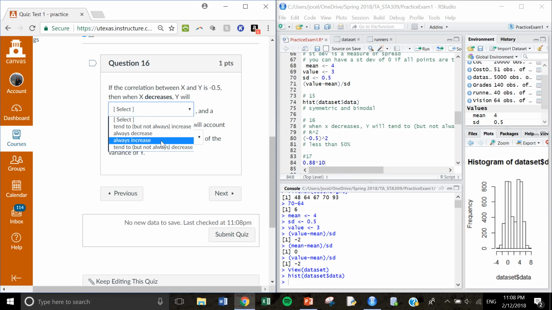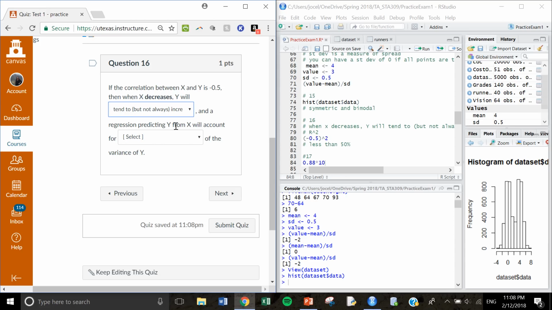It's not always increase, because think about the plots. If I were to do a scatter plot of this, it's not going to be a perfect straight line. If the correlation was perfectly 1.0, then it would always increase. But because it is 0.5, it's just going to tend to, but not always, increase. This is because of the inverse relationship, and the correlation is not that strong.